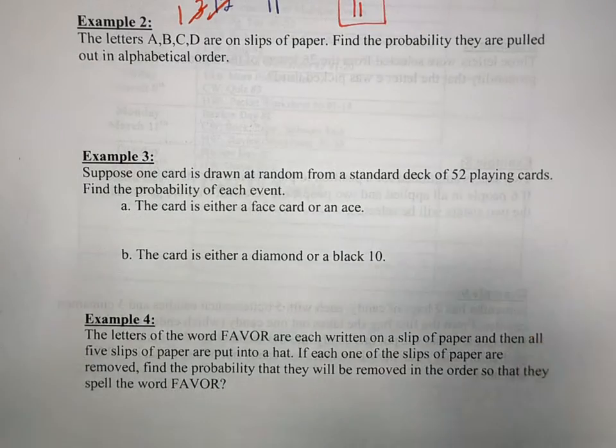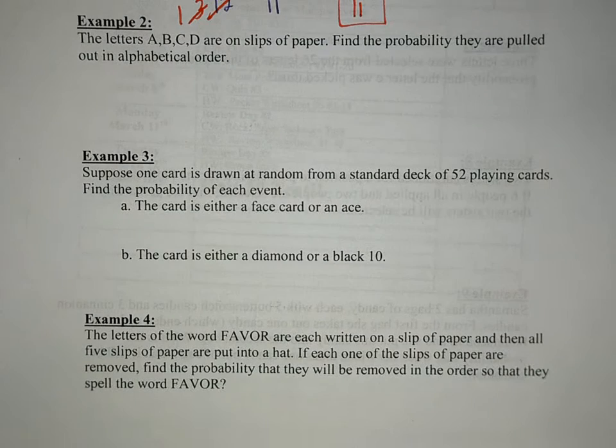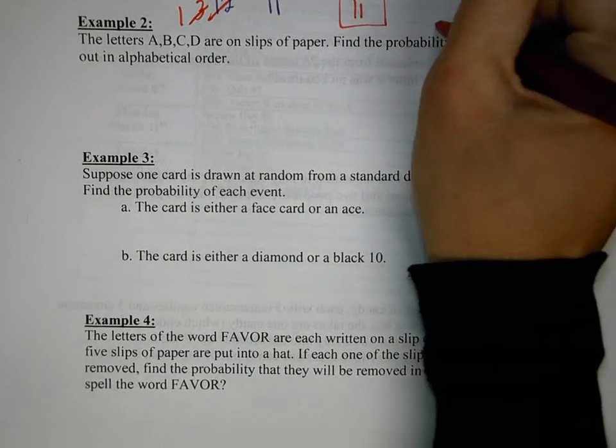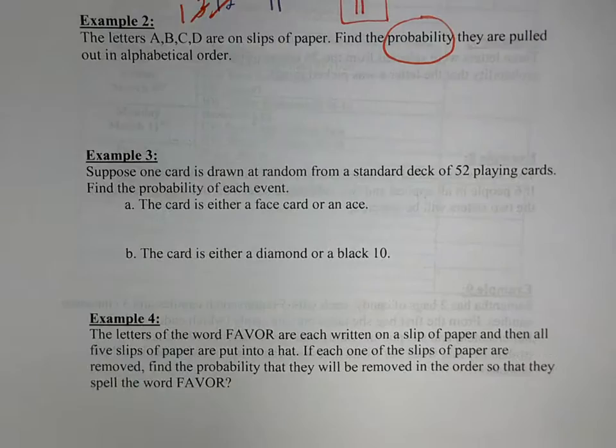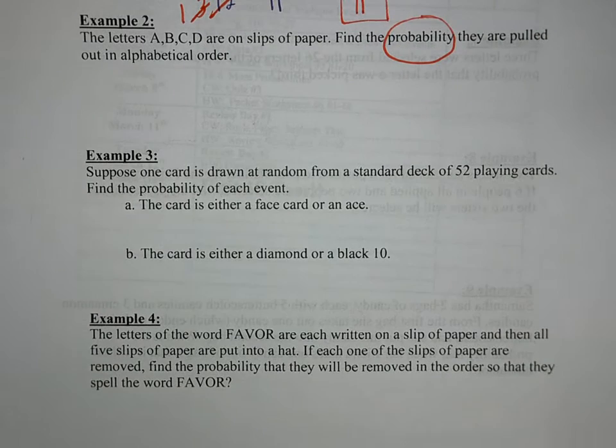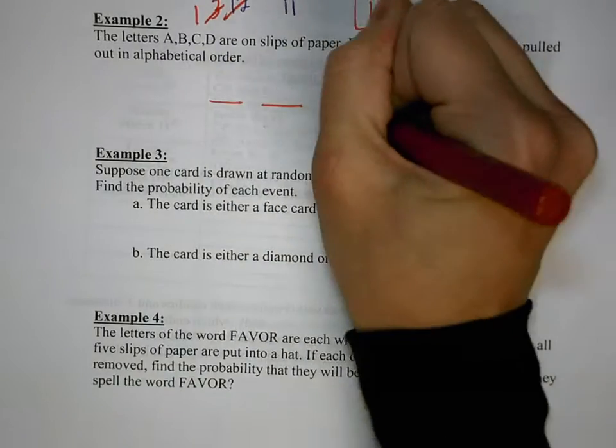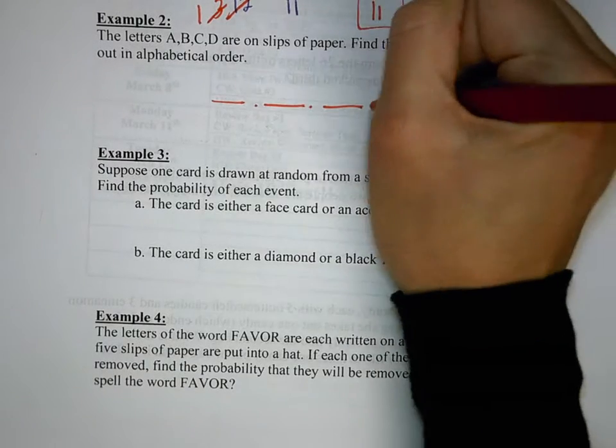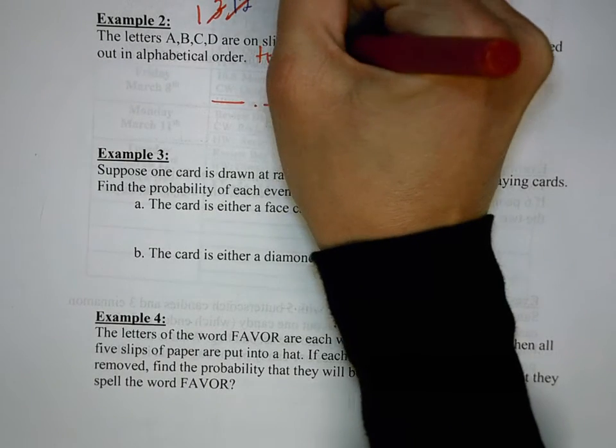The letters A, B, C, D are on slips of paper. Find the probability means my answer is going to be a fraction. They're pulled out in alphabetical order. So that means I'm pulling all of them out. So how many blanks am I going to have? 4. 1, 2, 3, 4. What is my total? Total is 4 letters.